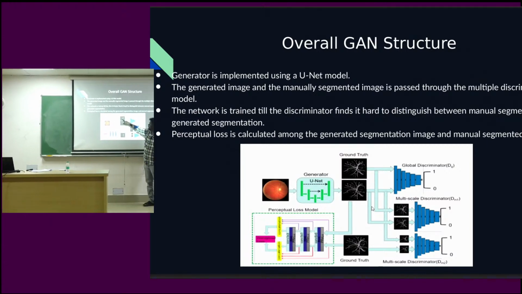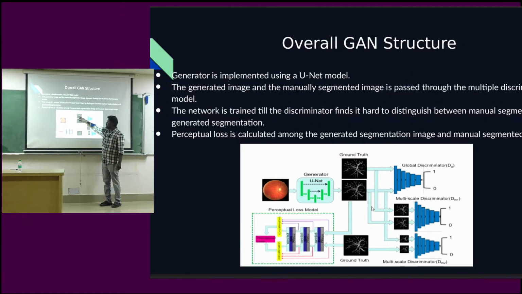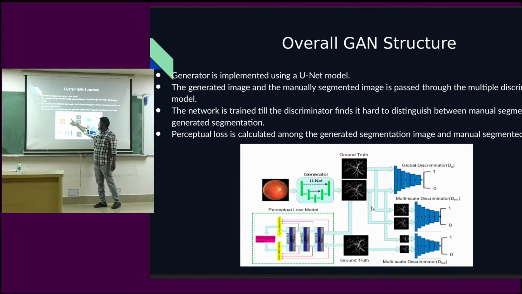We have the ground truth, from the radiologist or somewhere, and we expect the generator to give a segmented output which is the same as the ground truth. The input is a fundus image, and the generator is a U-Net. You have already studied the U-Net architecture, so the generator is basically a U-Net.